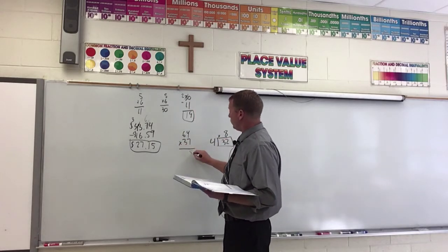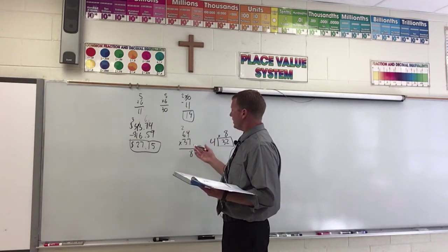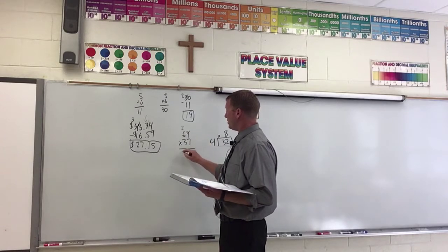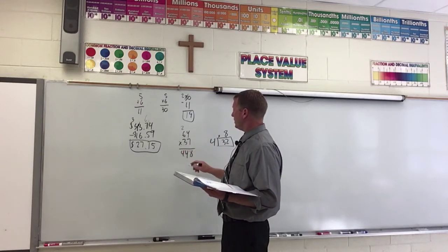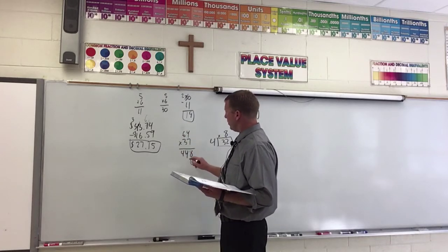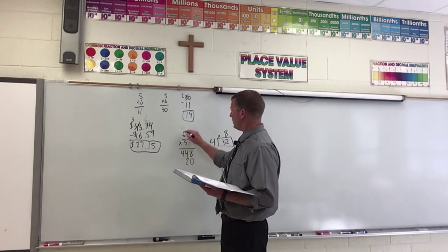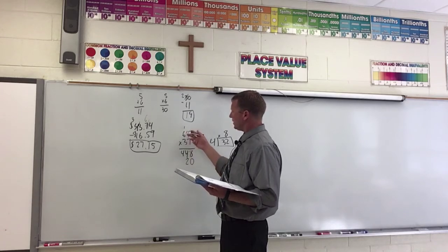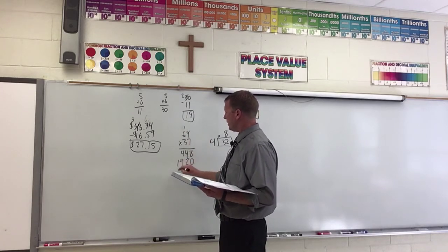7 times 4 is 28, carry the 2. 7 times 6 is 42, plus 2 is 44. Moving to the tens position, I erase my distractor, add a 0. 3 times 4 is 12, carry a 1. 3 times 6 is 18, plus 1 is 19.